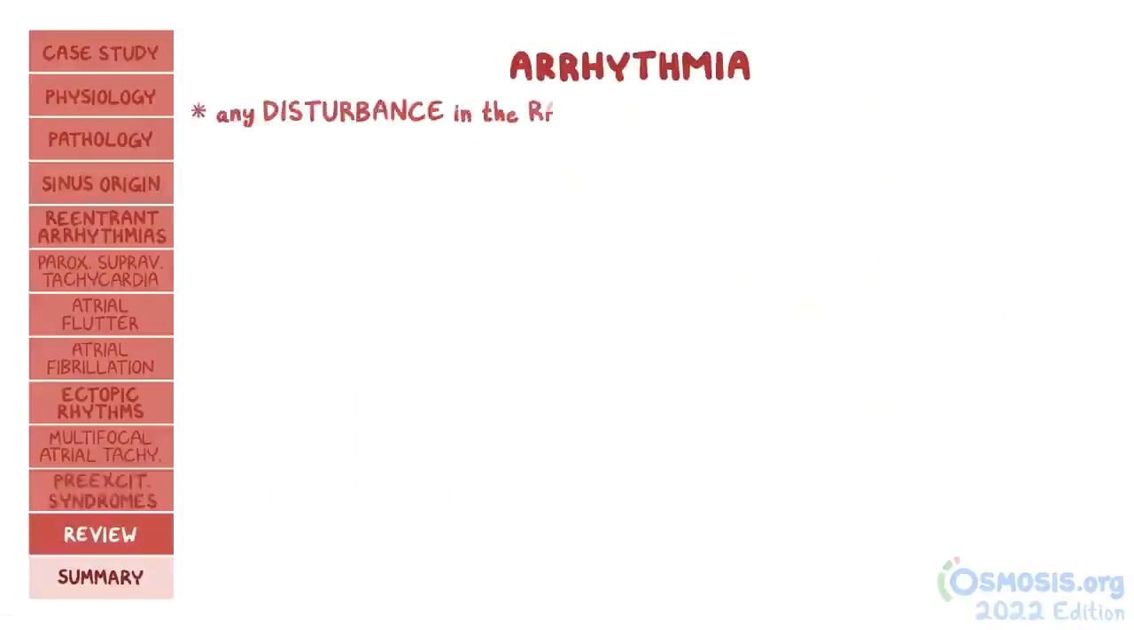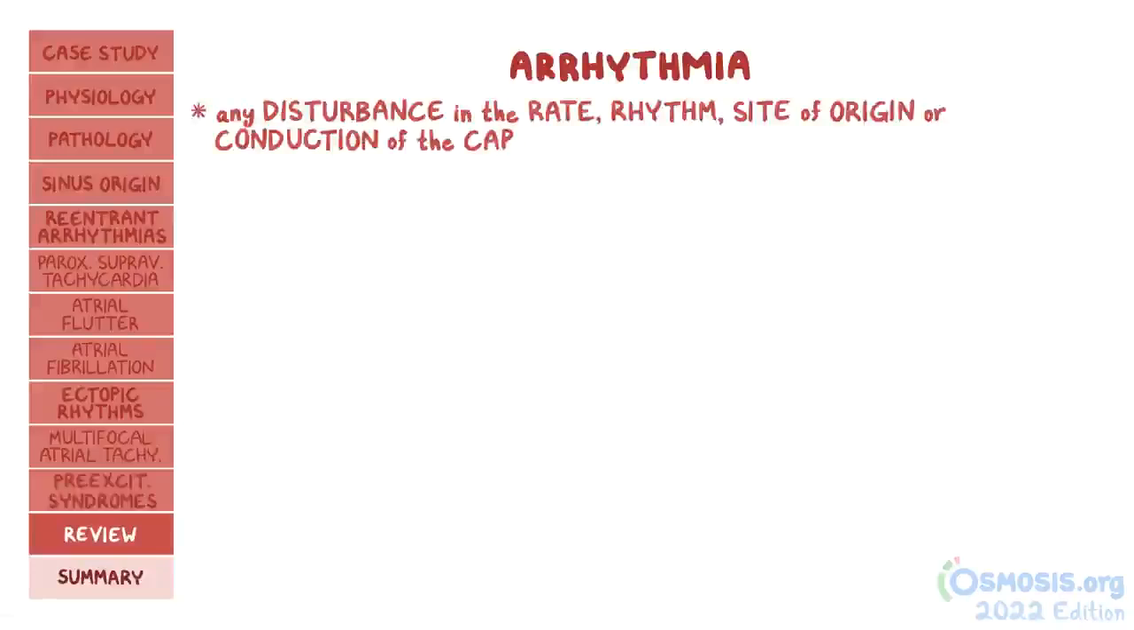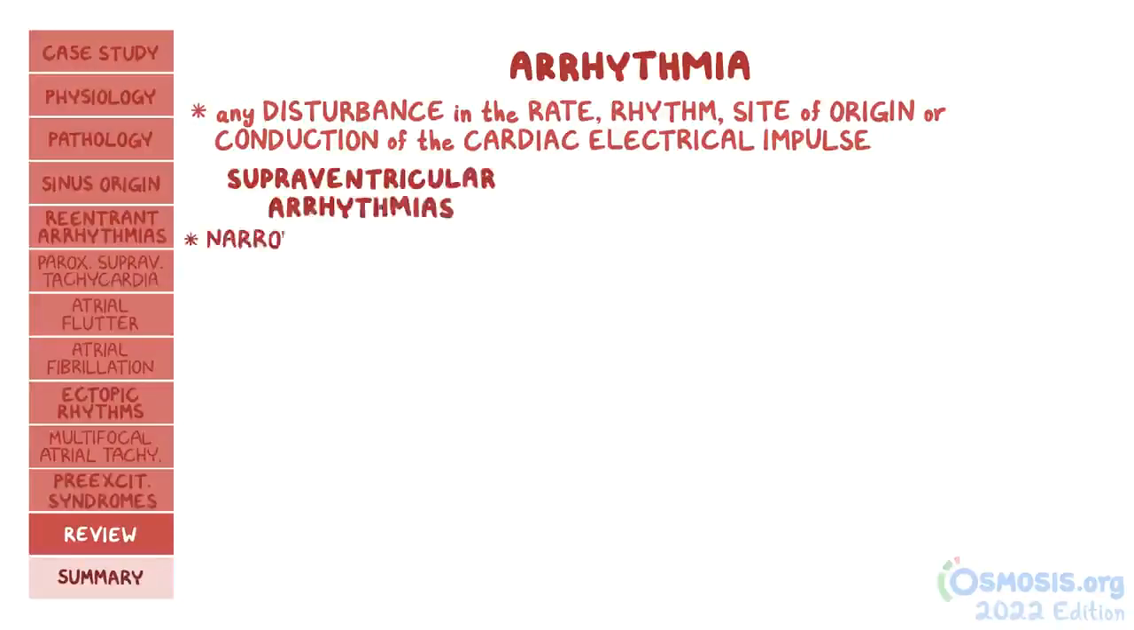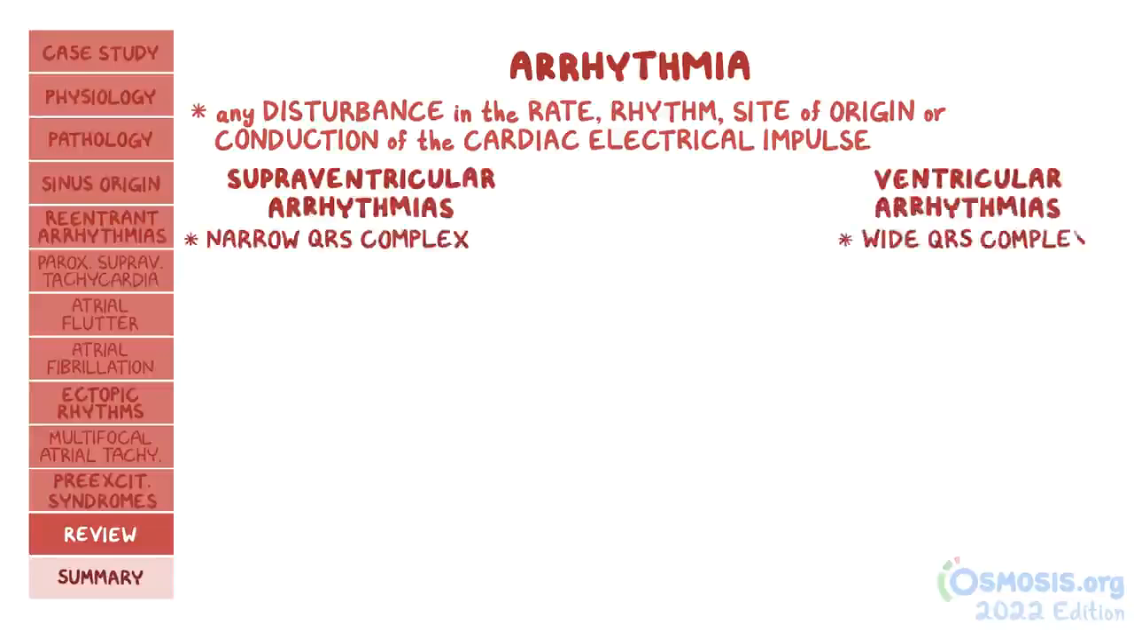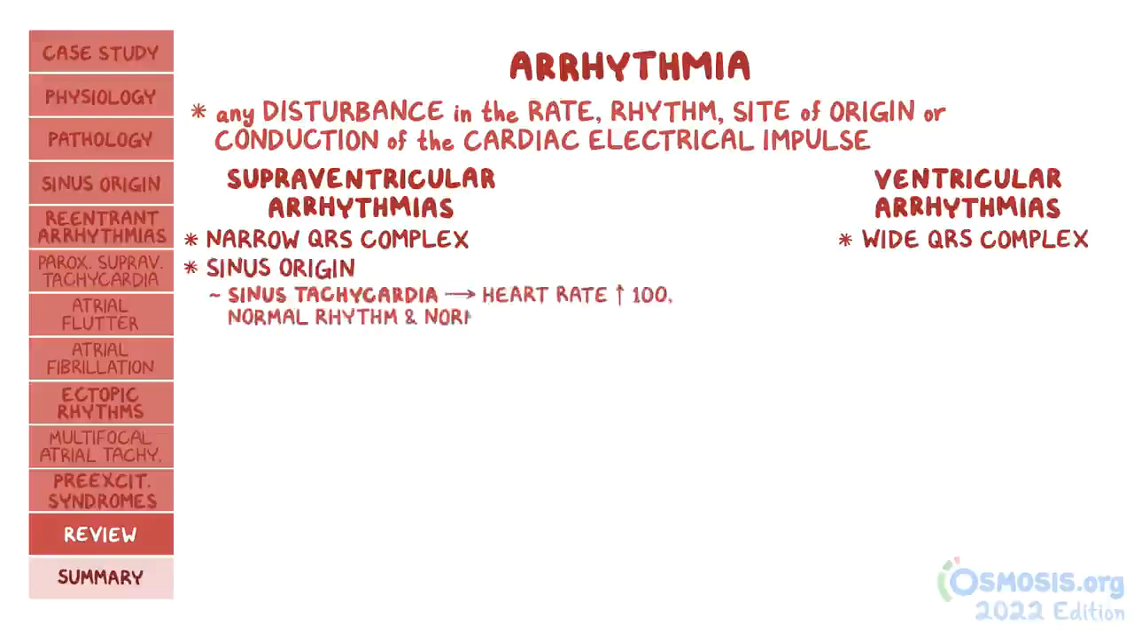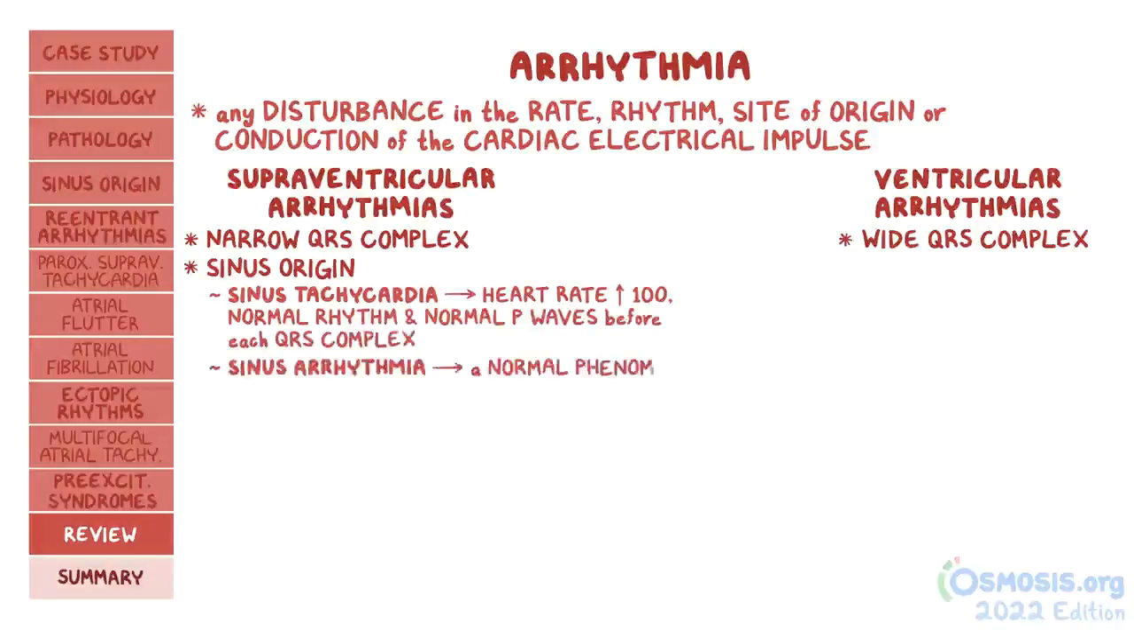All right, as a quick recap, an arrhythmia is any disturbance in the rate, rhythm, site of origin, or conduction of the cardiac electrical impulse. Arrhythmias can be classified based on their origin into supraventricular arrhythmias, which have a narrow QRS complex, or ventricular arrhythmias, which have a wide QRS complex. Supraventricular arrhythmias can be of sinus origin. This includes sinus tachycardia, which is a heart rate above 100, with a regular rhythm and normal P waves before each QRS complex, and sinus arrhythmia, which is a normal phenomenon that reflects the changes in heart rate during inspiration and expiration.